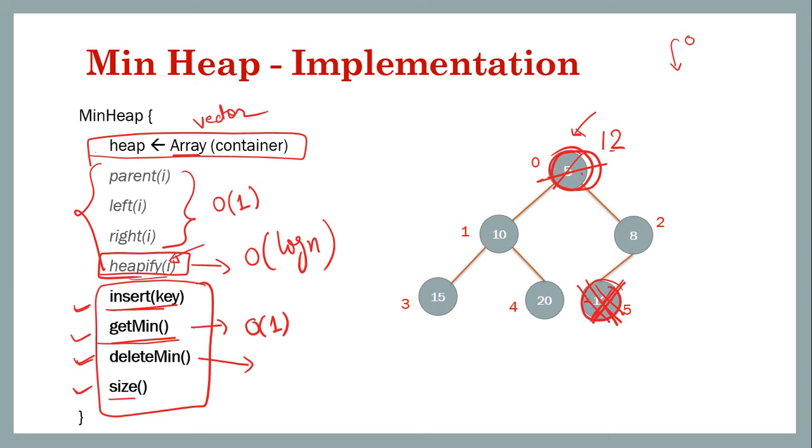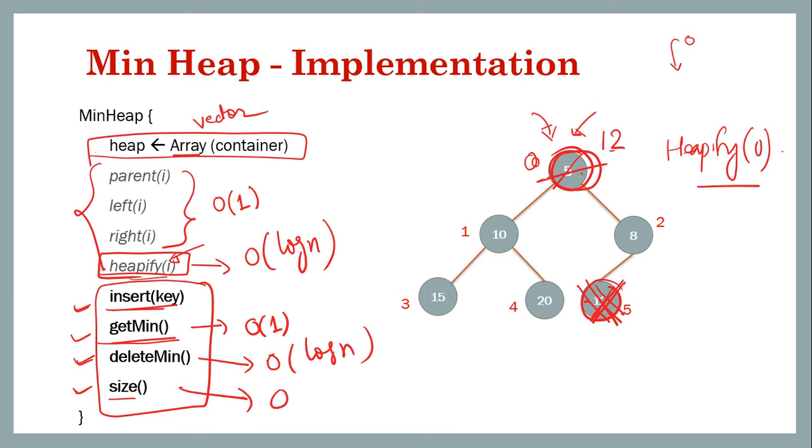Now we will call EP5 at index 0, because we have put a value larger than some of the nodes at the root. So the heap property is not satisfied at the root. So we will call EP5 0. EP5 takes log n time, so this delete min will also take log n time. And size is a constant operation. We just keep track of the count. In fact, we can directly call the size of the underlying container. So now you understand all the functions.